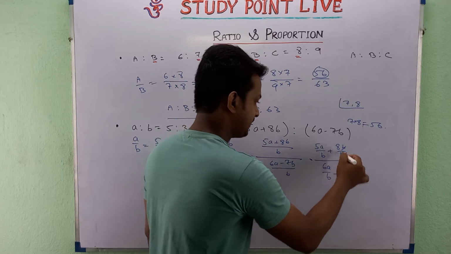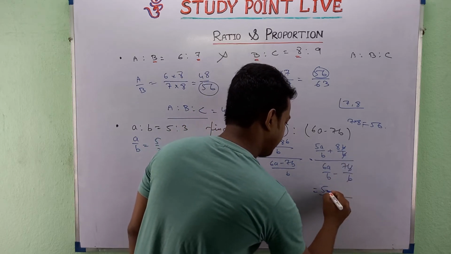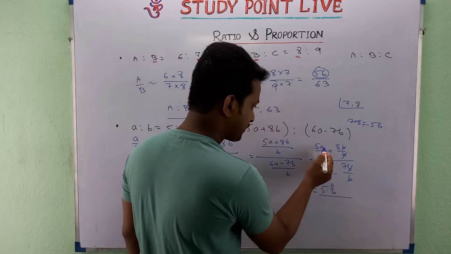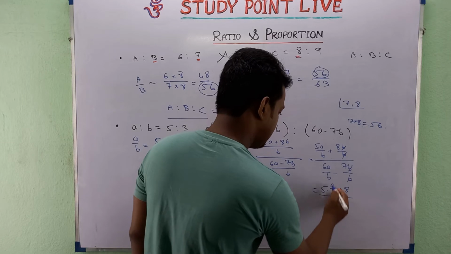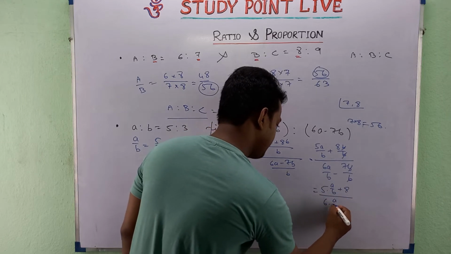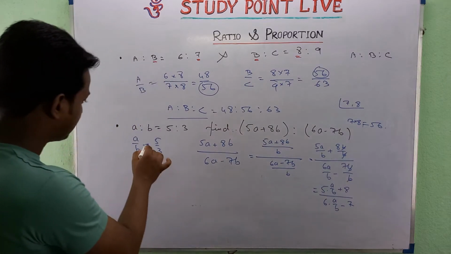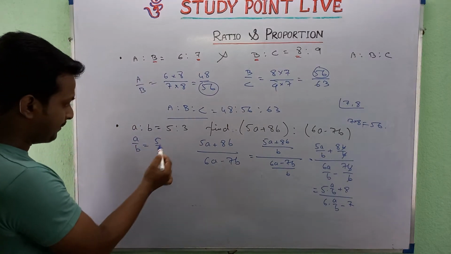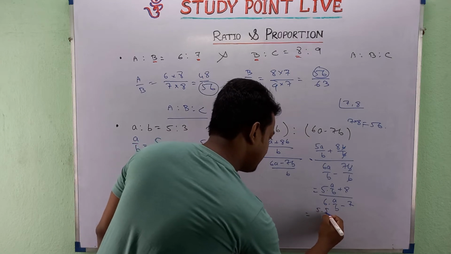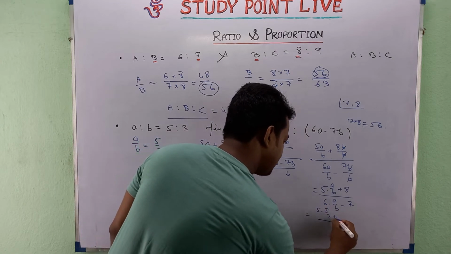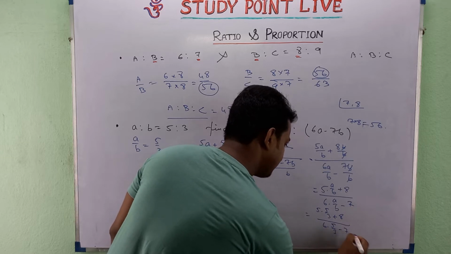Now if we cancel this, it can be said that 5 into a by b. Here it was 5a by b, so I have written 5 into a by b plus 8, and here it is 6 into a by b minus 7, right? And see here the ratio of a to b is 5 by 3. So here we can say 5 into 5 by 3 instead of a by b plus 8, and 6 into 5 by 3 minus 7.